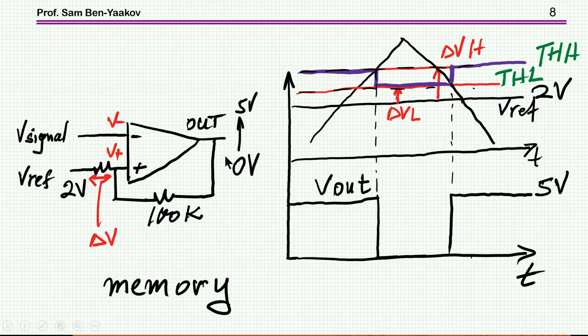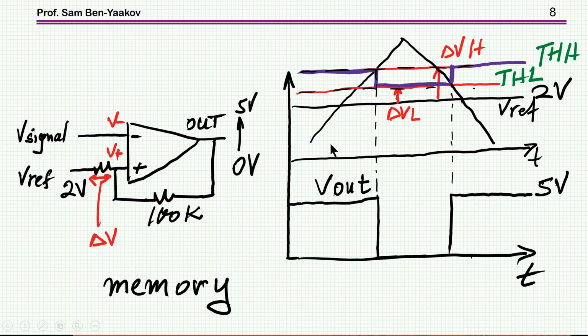If the output is low, we have a lower signal here and lower voltage here, so in order to make a change, we have to go to a lower level. So by this positive feedback, we are actually providing these two thresholds. So let's see how it works.